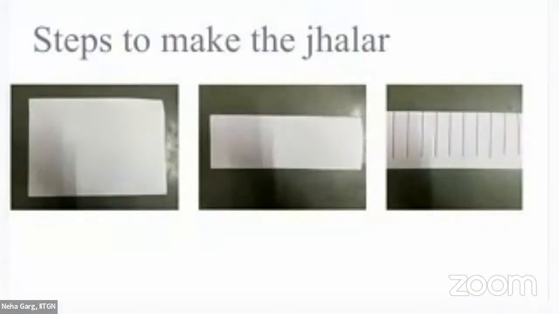You can see my screen here. You can see the steps on the PPT also, and I will do it on the overhead also. So what is the first step? First, take an A4 paper and fold it in half. This is the second step, folding it into two parts. So how do you do this? This is my A4 paper.